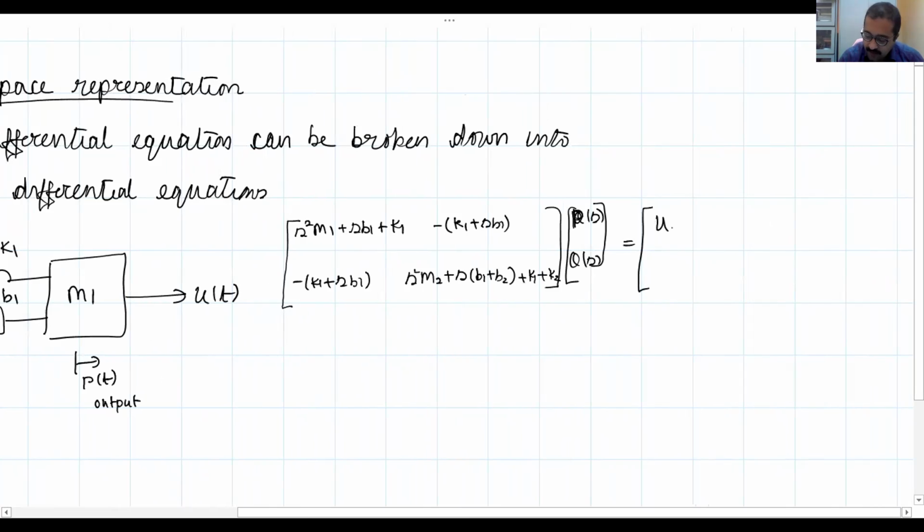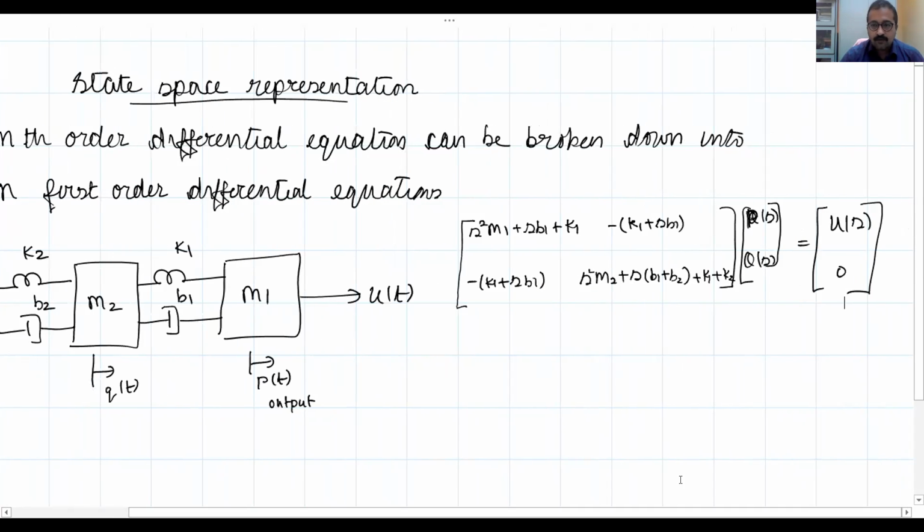The force applied. M1 has an external applied force of U of t, so Laplace transform of the corresponding term will be U of S. There are no external applied forces on mass M2, which means it is 0. Then it is easy to find the transfer function. Either output variable P of S by U of S can be found, and so on. So in state space form, it is different.